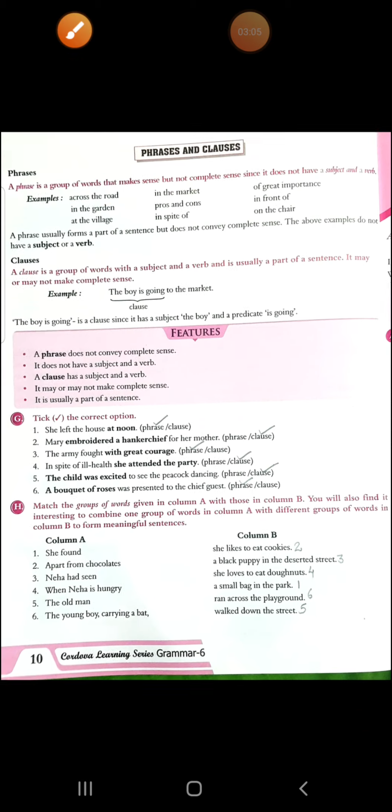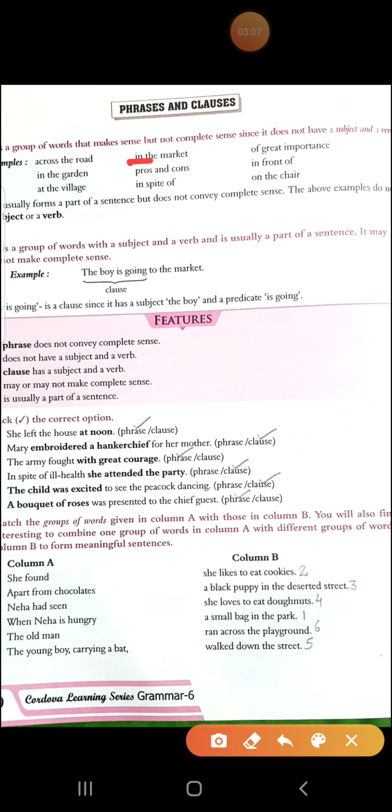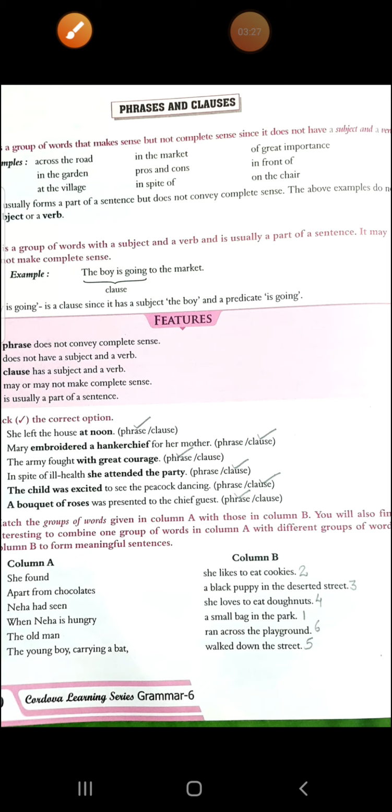Then the second example you can see here, in the market. So what is in the market? Who is going to the market? We can have a lot of questions. So there is not a subject because we don't know about whom this part is telling us, and there is no verb also. Then it's not giving a proper sense. Is it giving any complete sense? No. So it is a phrase.